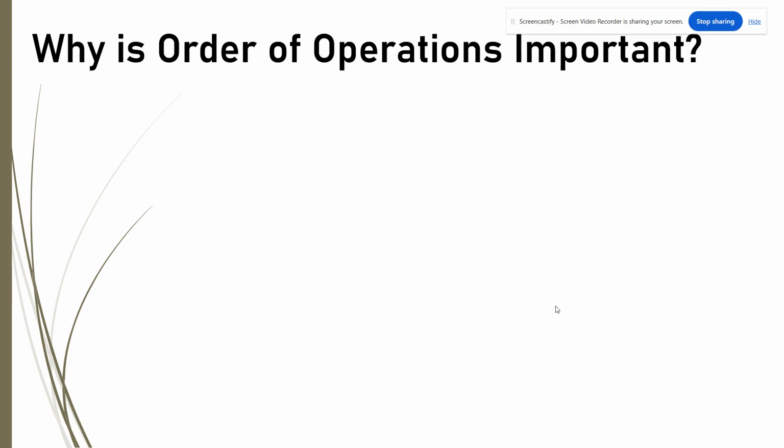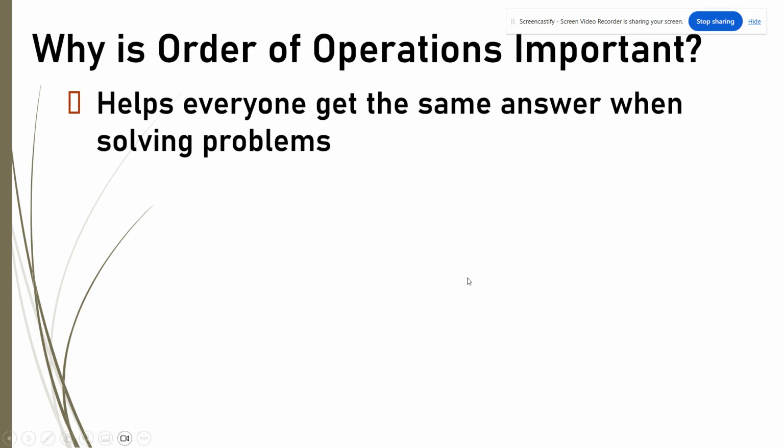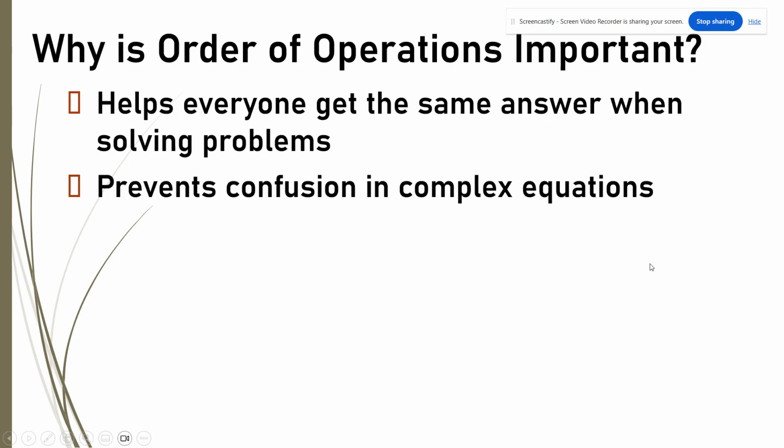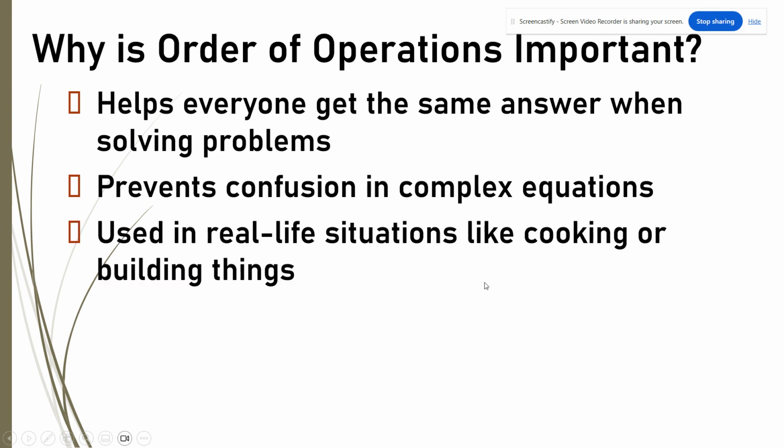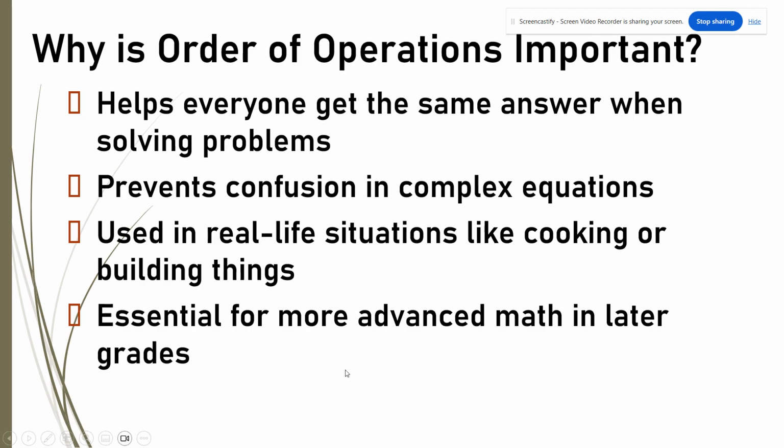Okay, why is order of operations important? Well, just like we were able to see, when you move those braces, the value changes. It helps everyone get the same answer when solving problems. It prevents confusion in complex equations. It's used in real-life situations like cooking or building things. And it is essential for more advanced math in later grades.